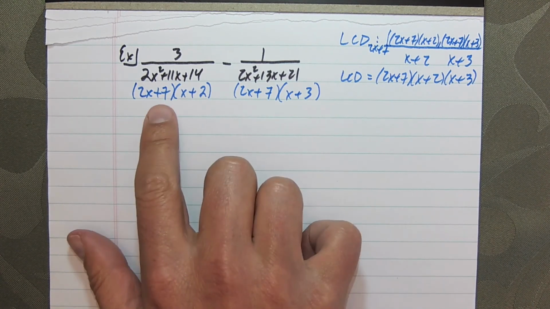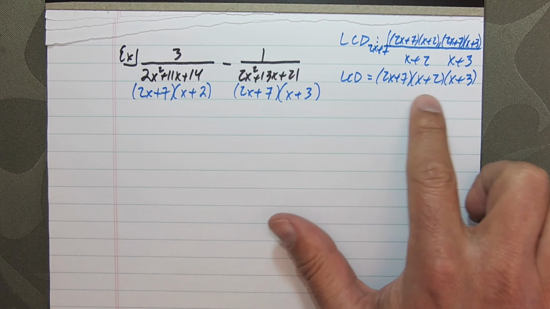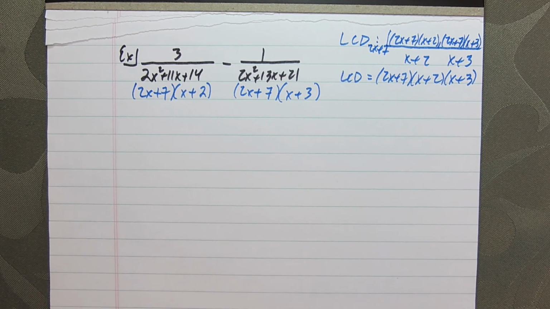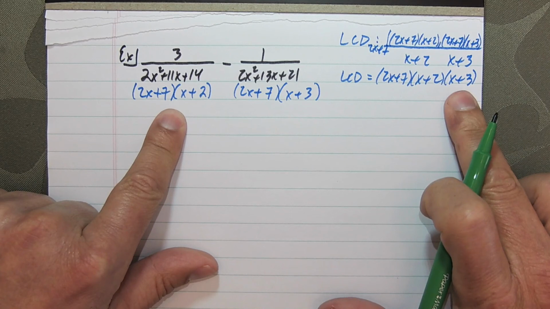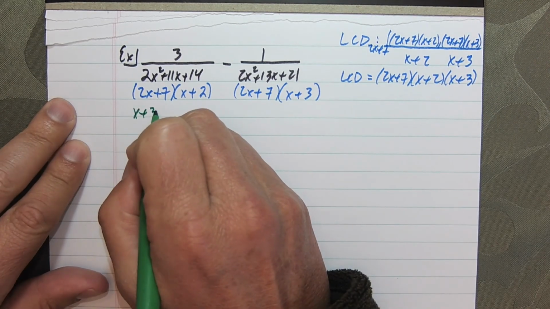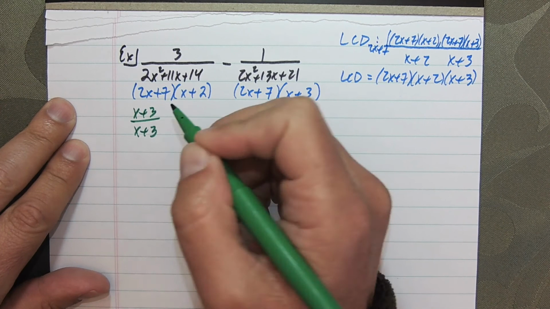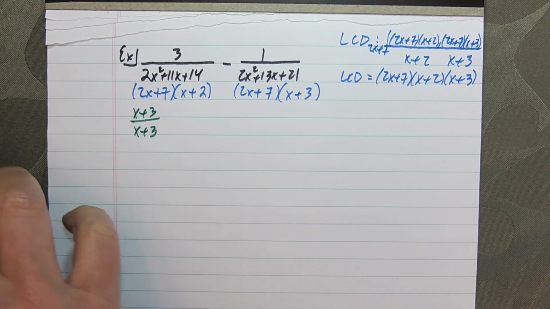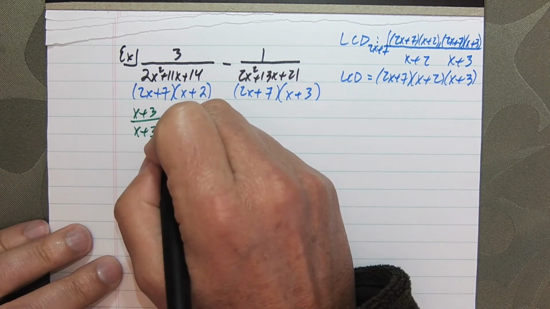So I now need to turn these two denominators into this. So we're going to get... What's missing from here is the x plus 3. Do you see it? Yeah, x plus 3. Yeah. x plus 2.